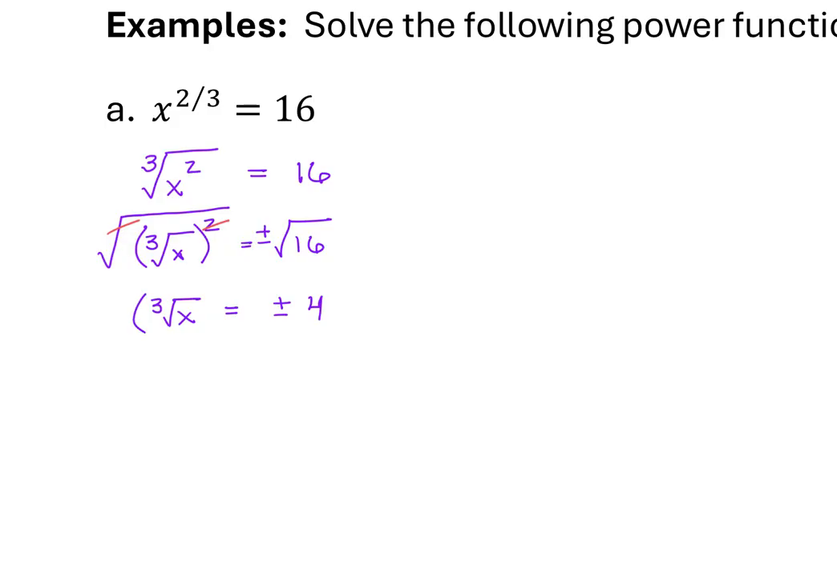All right, the next thing that we want to do is cube both sides. And if we cube both sides, my cube root and my cube go away. And what we are left with is x equals, if we cube positive 4, we get 64. And if we cube negative 4, we get negative 64. And so we get two answers, which is plus or minus 64.